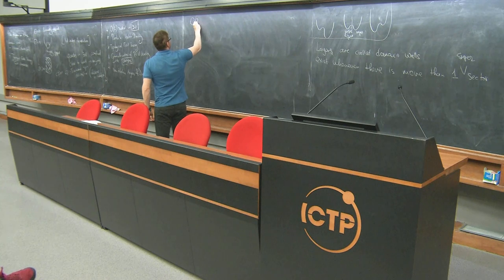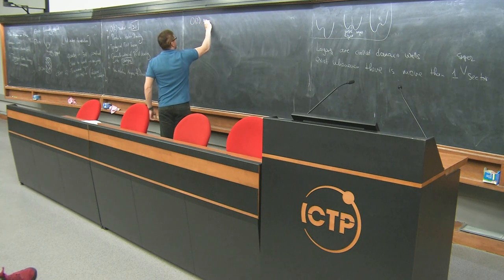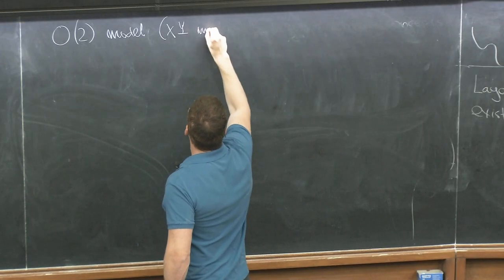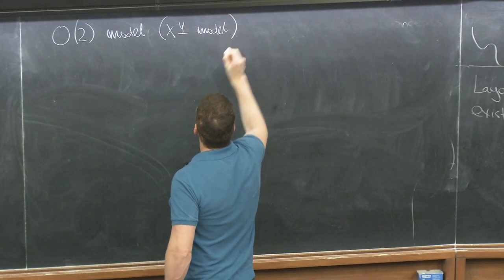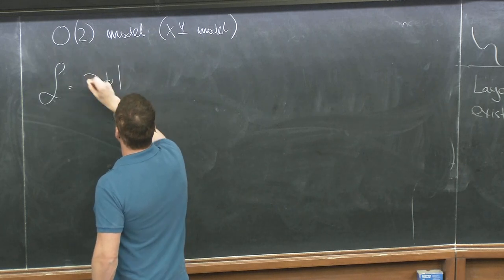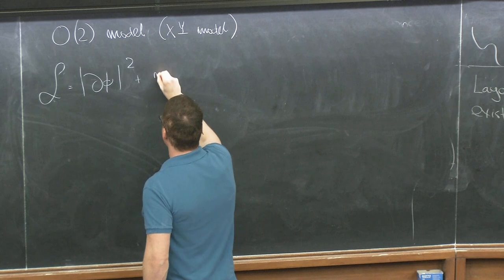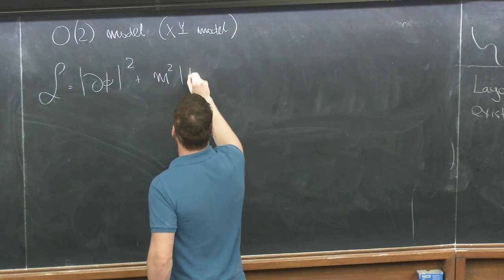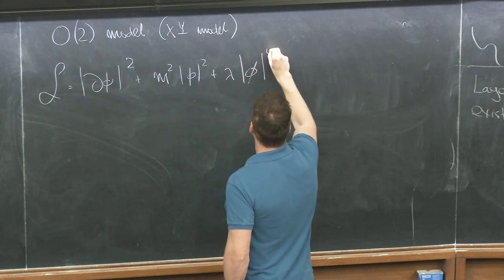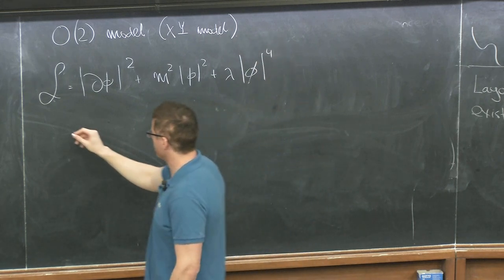So we're now starting from the O(2) model, which in the literature is also called the XY model. I'll tell you in a second why. So the Lagrangian is the simplest possible Lagrangian you could write for a single complex scalar field. So phi is a complex scalar field.